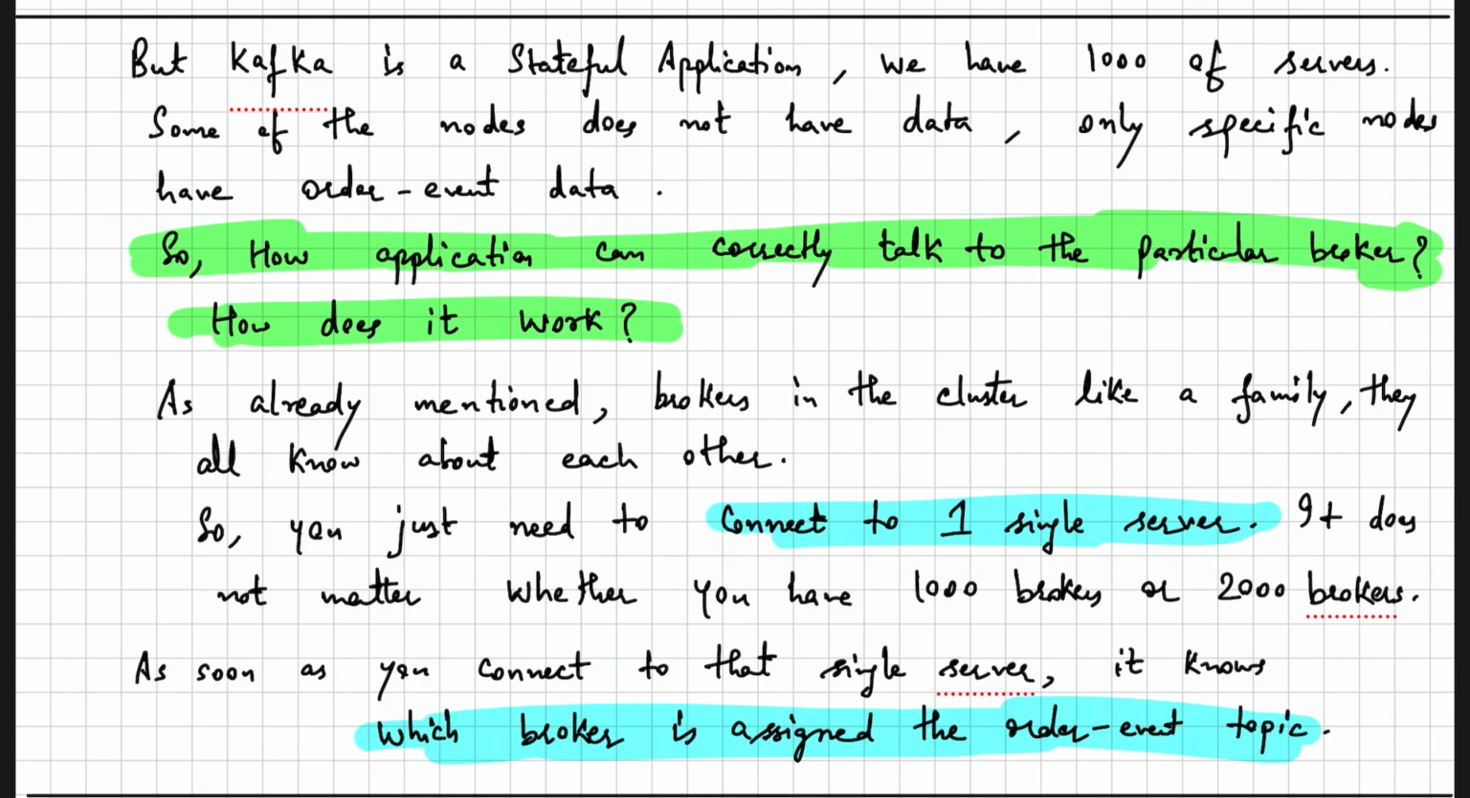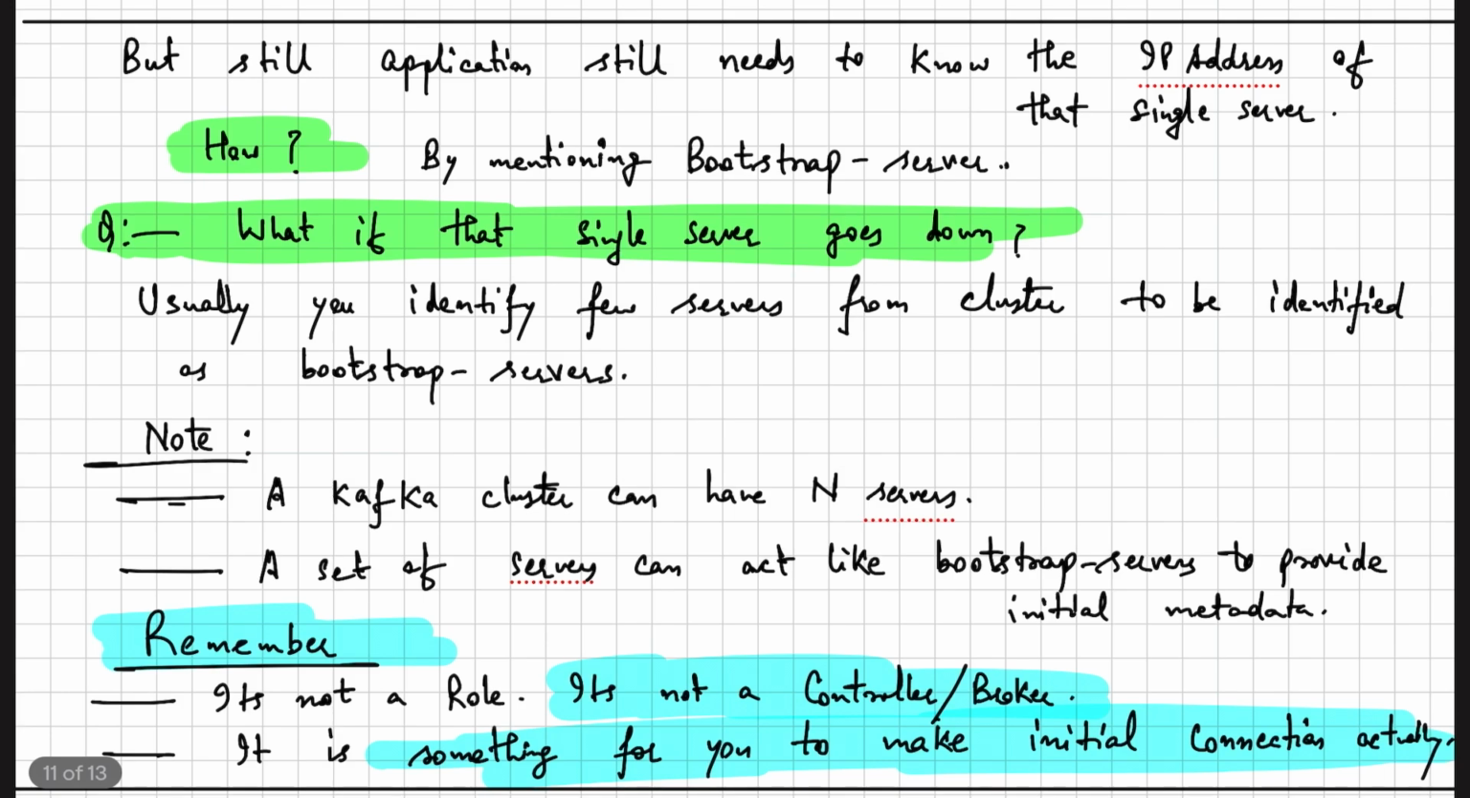If you connect to a single server, you would get all the metadata information, which topic is for which broker, right? Everything you will get. What are the replicas for this topic? All the metadata information gets stored on each and every server. It doesn't matter whether you have 1,000 brokers or 2,000 brokers. As soon as you connect to a single server, it knows which broker is assigned, for example, the order event topic, right? Now let's move further. But still, the application needs to know the IP address of that single server. But how? That is why we have the bootstrap server, right?